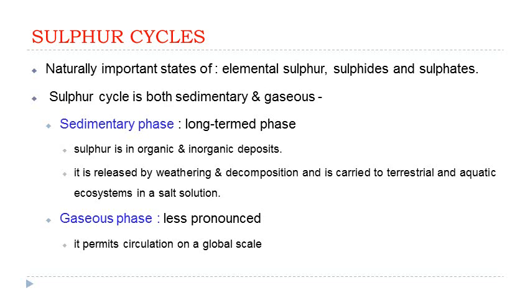When we speak about the sedimentary phase, the phase where sulfur exists in inorganic and organic sedimentary deposits, it is restrained to a particular spot or particular ecosystem. But in the gaseous phase, it can move from one to the other. During the gaseous phase, sulfur gets the scope of being circulated all around the globe, right?